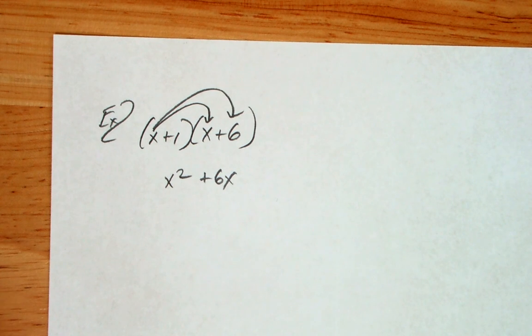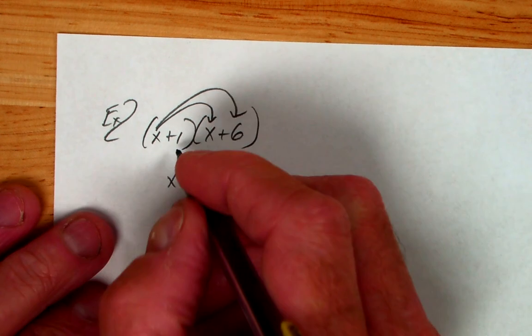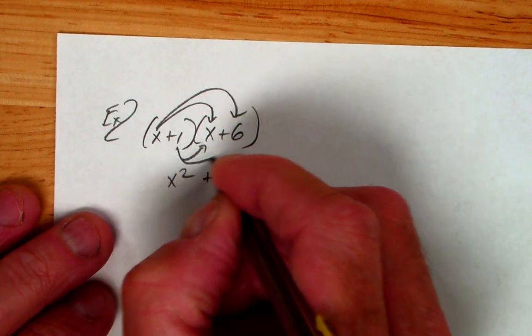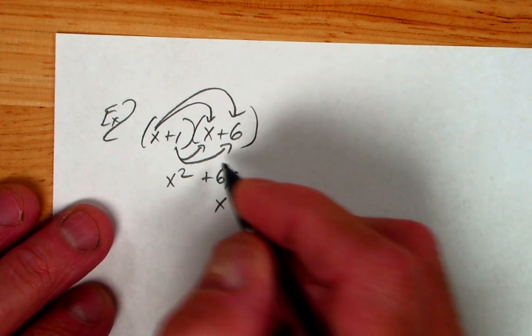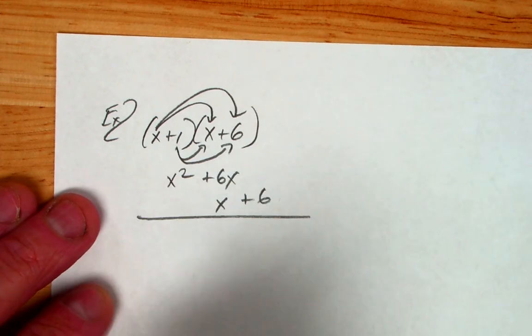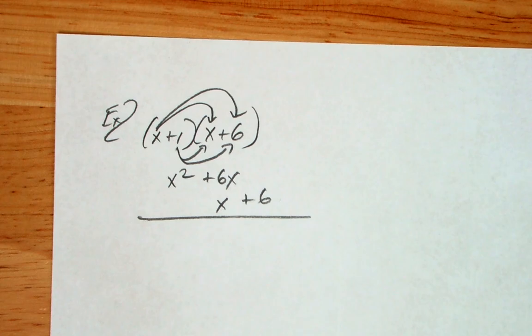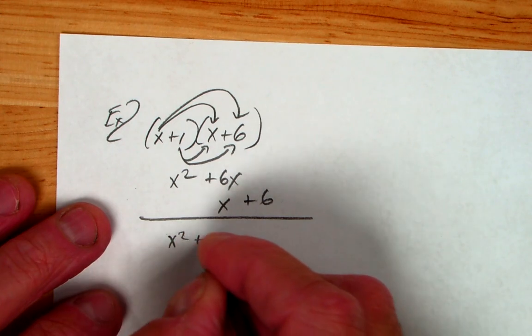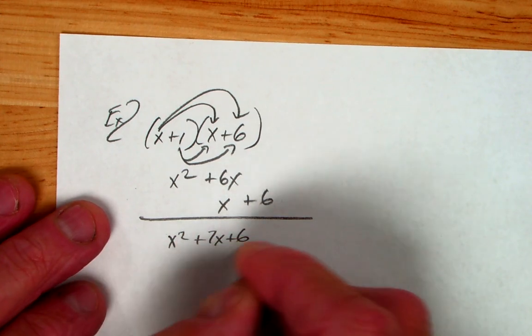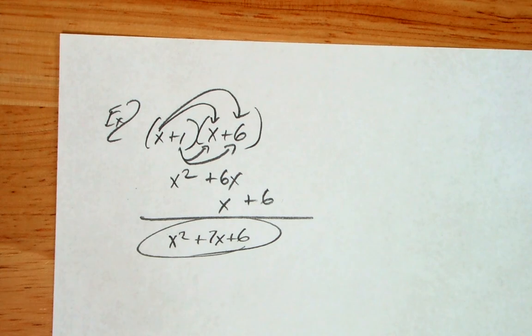But now what do I have to do? I've got to multiply the 1 through. 1 times x gives me x. 1 times 6 gives me 6. So now what do I do? Add them up. Simplify. Combine your like terms. So what you're doing is multiplying 2 binomials to get a trinomial. We'll talk about that a little bit more accurately throughout the week.